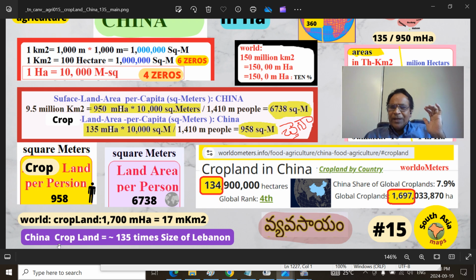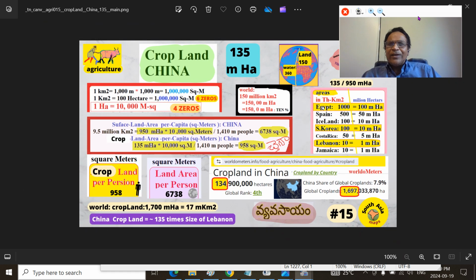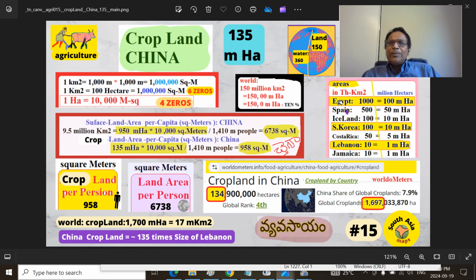Because Lebanon is exactly 10,000 square kilometers, that is 1 million hectares, you can fit 135 of them in China's agricultural land. So here we have given 135 million hectares, the cropland in China, and 950 will be the surface area. Egypt is exactly, these are the square kilometers, 100 million hectares.